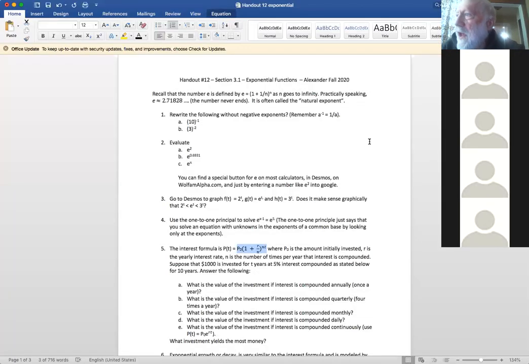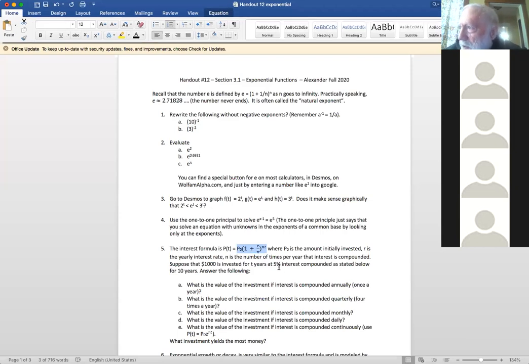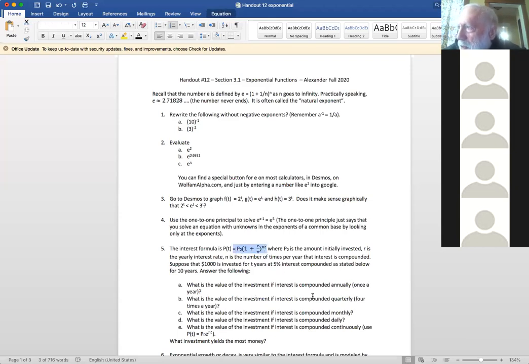So let's go to the share screen. Okay, are you seeing the handout now? Yep, it's up. Okay, and do you see the part that I highlighted with number 5 with the formula? You might not be able to see the highlight. Yeah, we can see it. Okay, that exponent should be NT and I wrote it as RT.